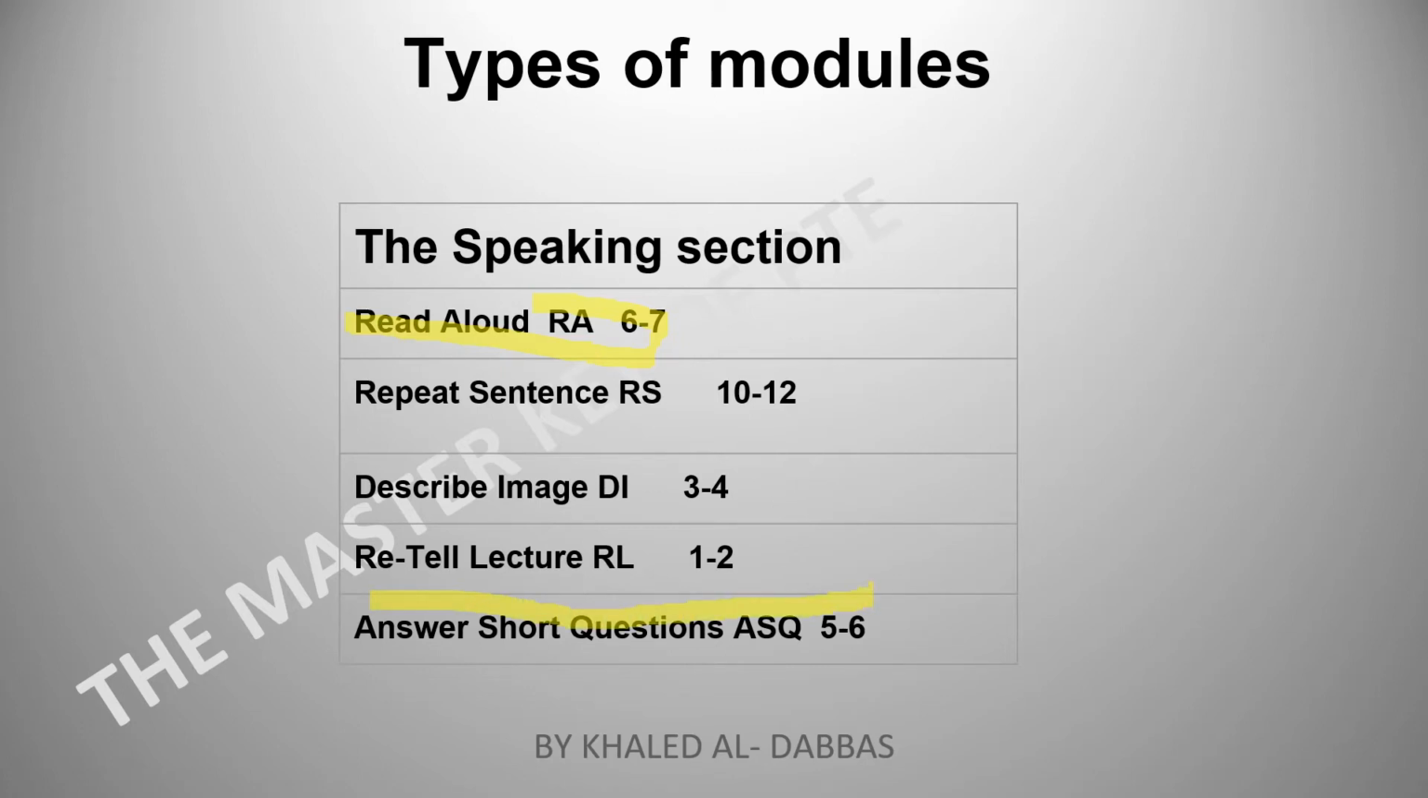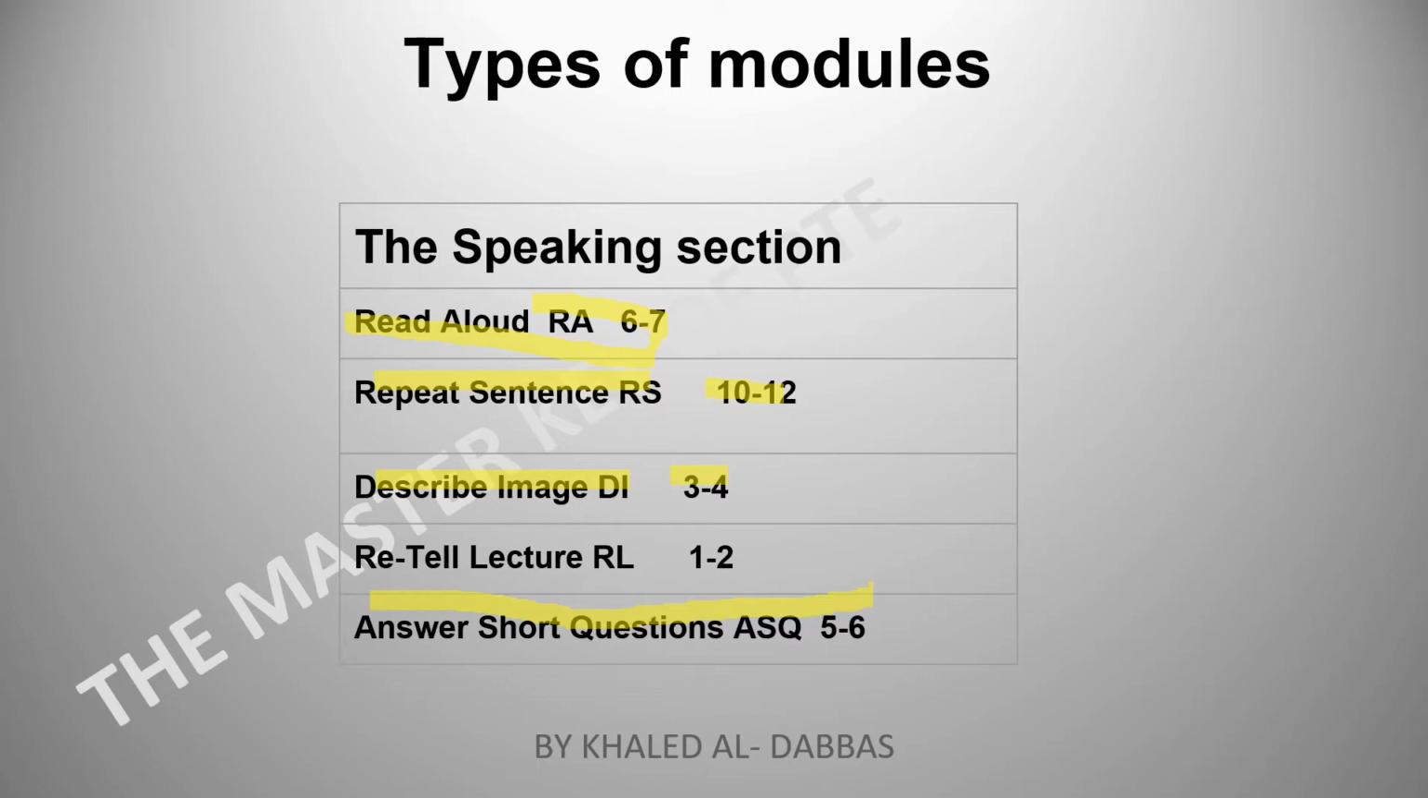For each of these 5 types, there is a certain number of items that will appear in the test. For example, for a describe image question, there will be 6 or 7 items. However, for repeat sentence, there will be 10, 11, or 12 items of this question.